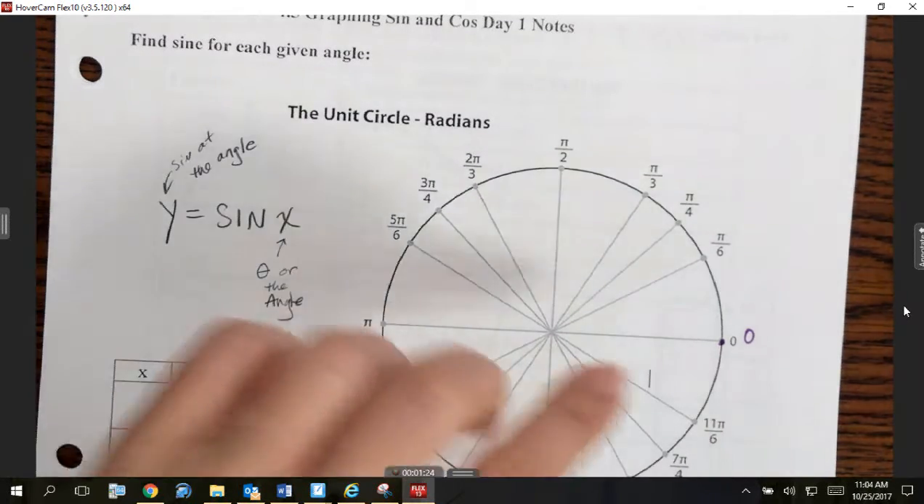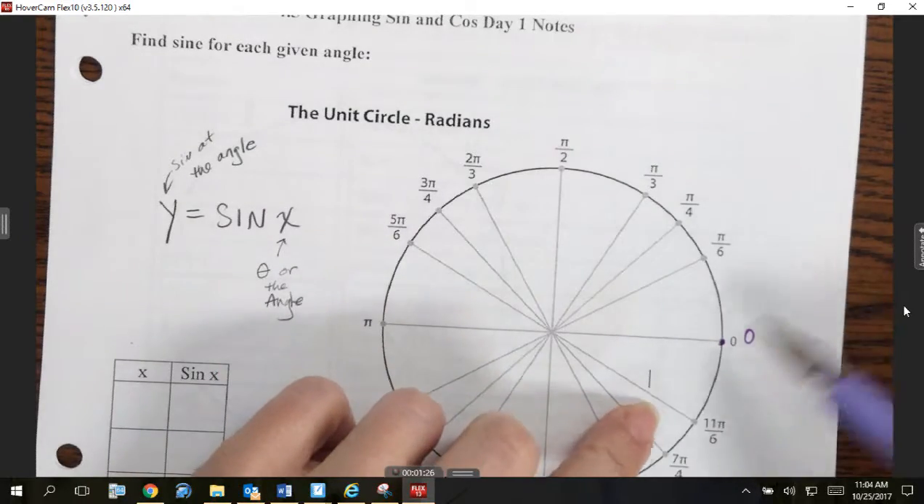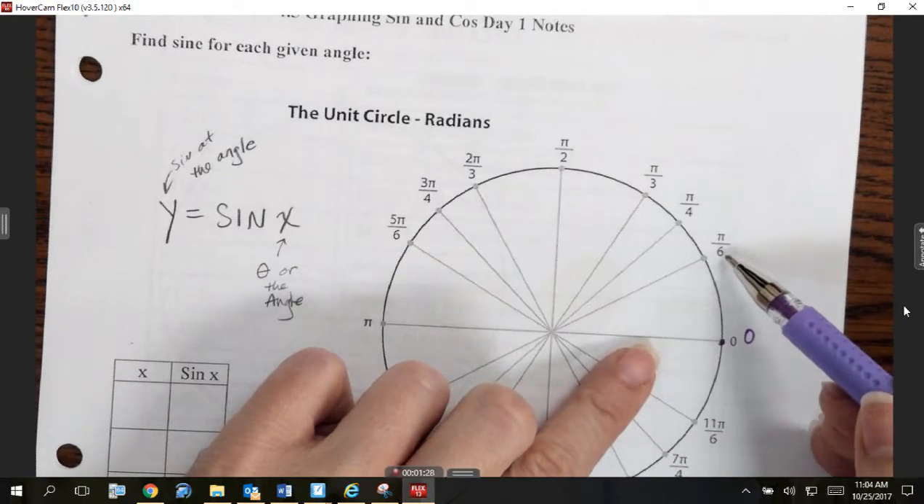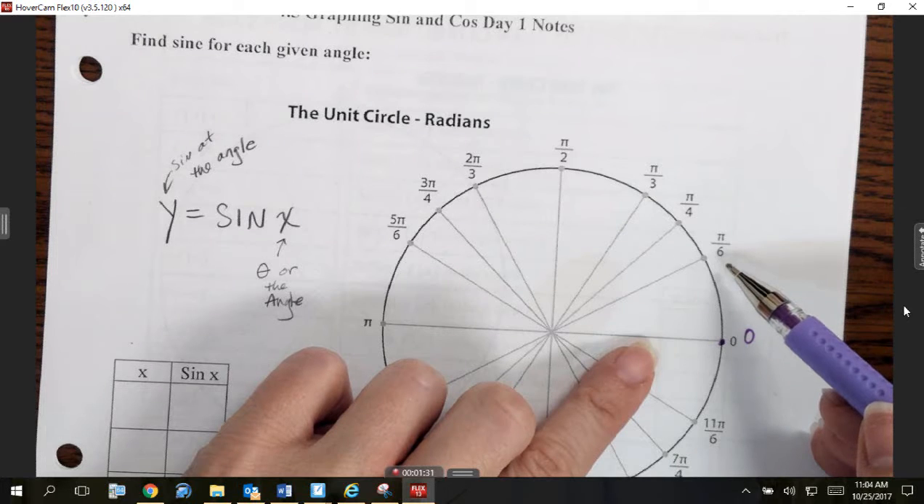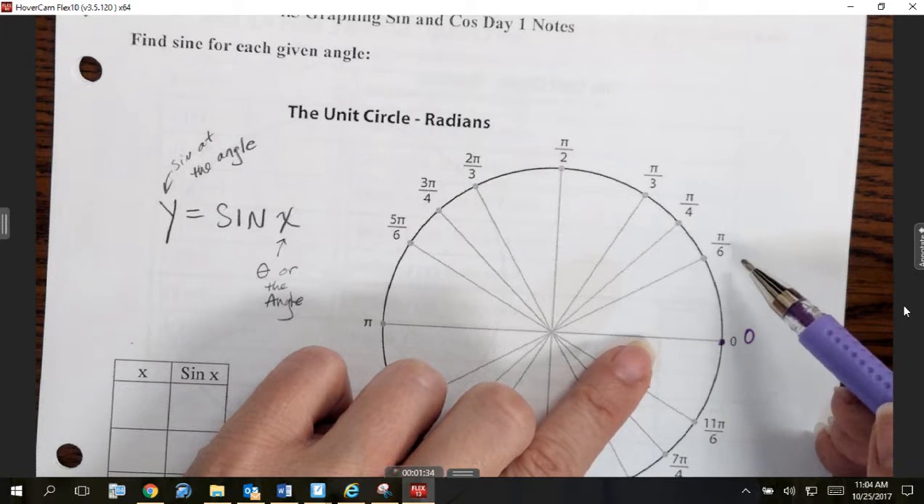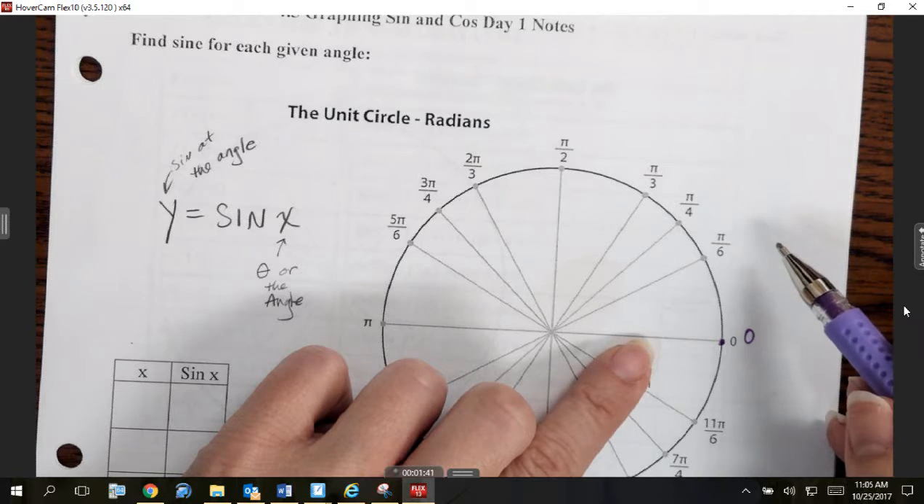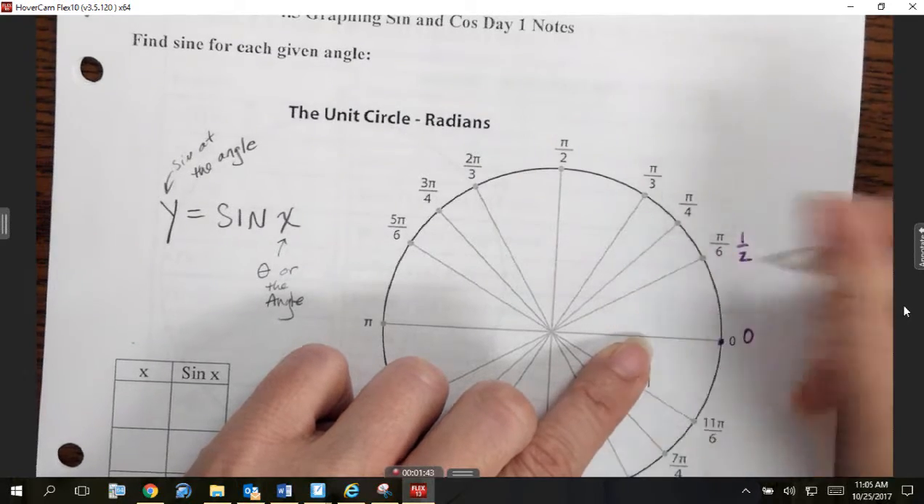So the next x, we're going to go counterclockwise around the circle. The next x is going to be pi over 6. So this is not the same as the unit circle. Our x is going to be the angle. And then the y is going to be what? Sine of pi over 6 is half. You already wrote it down.